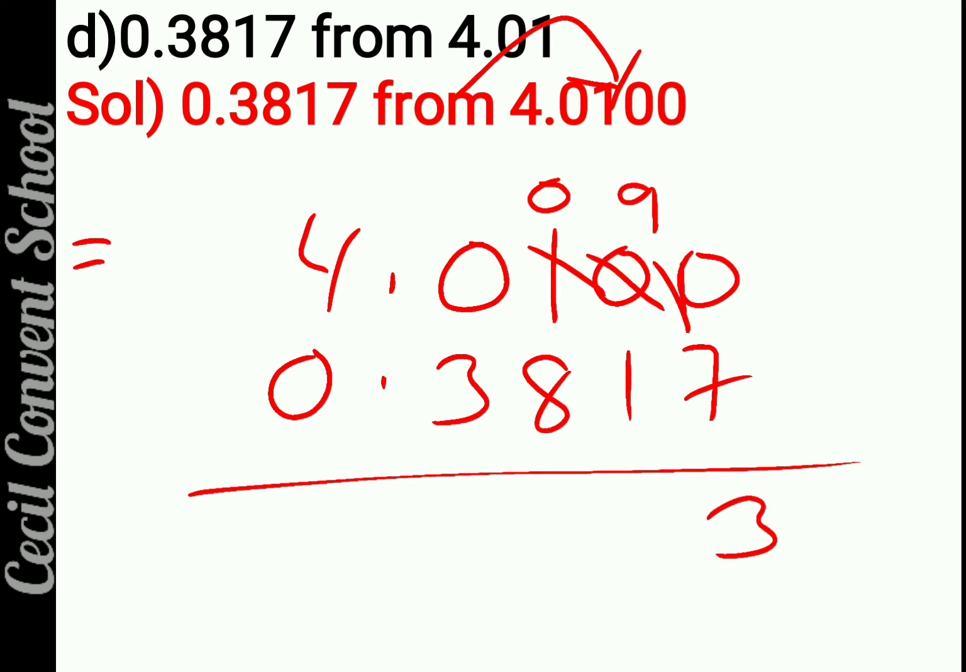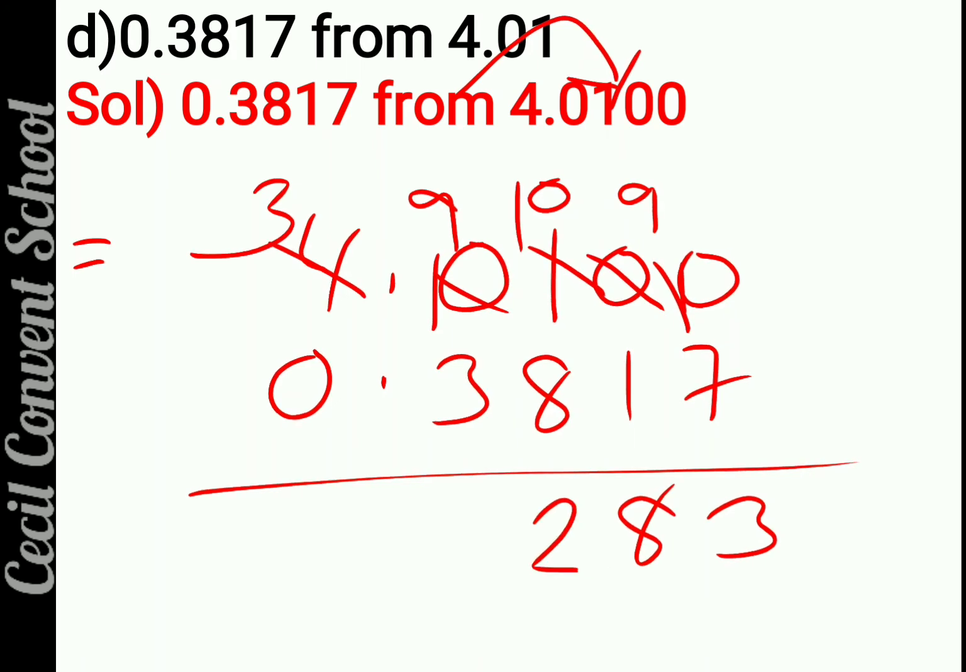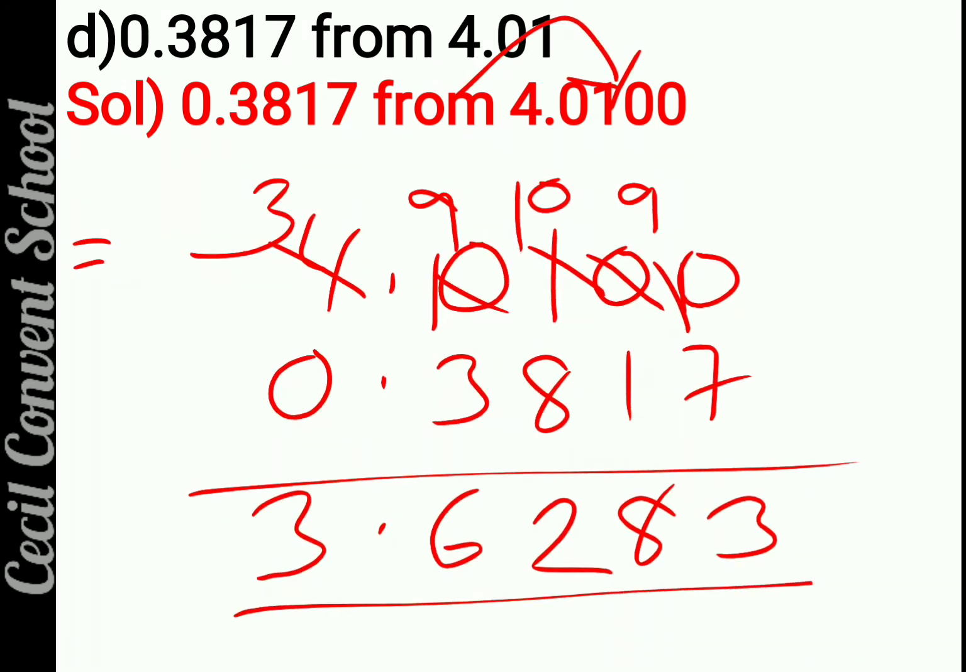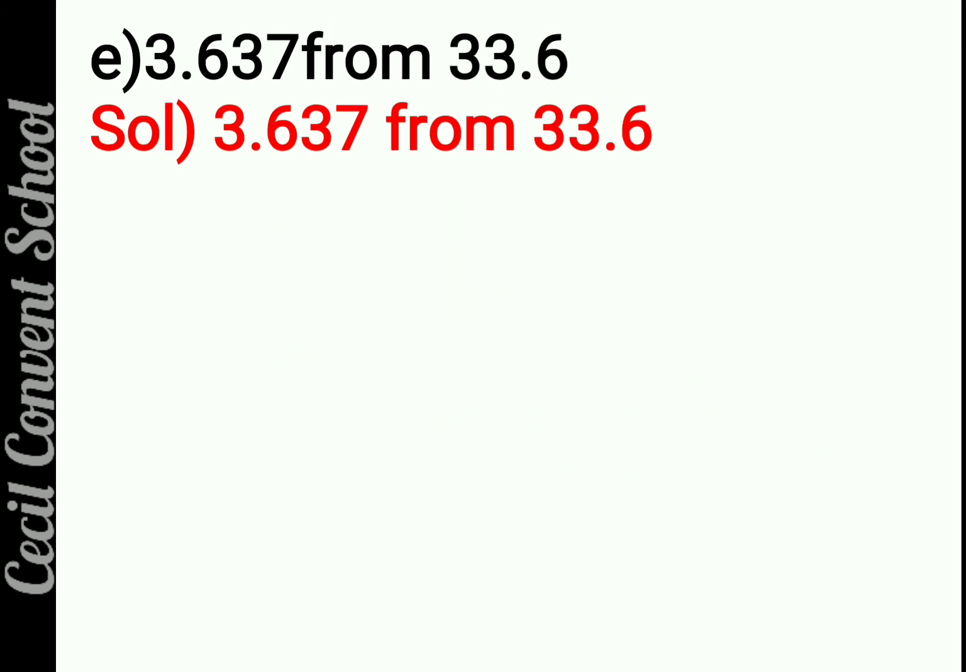9 minus 1 is 8. Clear? Then from 0 we can't minus, before that number is also 0, so we take from 3. 8 becomes 10, 10 given to 0, it becomes 9. 10 minus 8 is 2. 9 minus 3 is 6. Clear? 0.3. So the answer is 3.6283. Clear, students? Now we do E part.